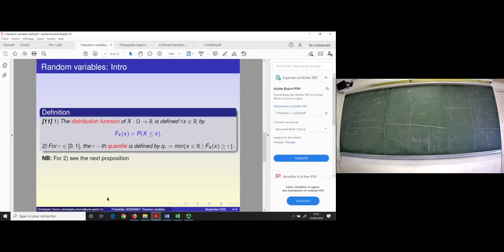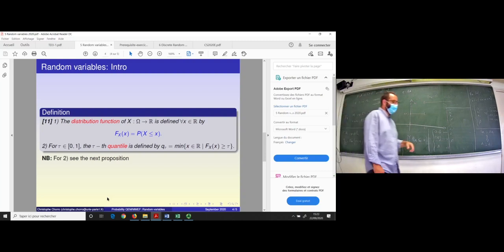The tau quantile. What is this? I define it this way: Q of tau is the minimum of the x belonging to R such that the distribution function of capital X at the point x is greater than tau. So the tau quantile is the minimum of the x such that the distribution function is greater than tau. Why not?